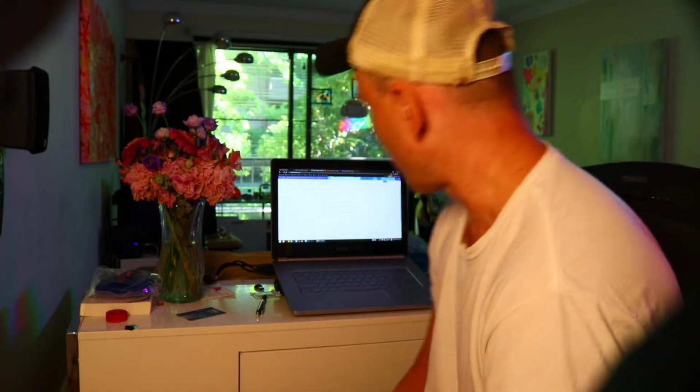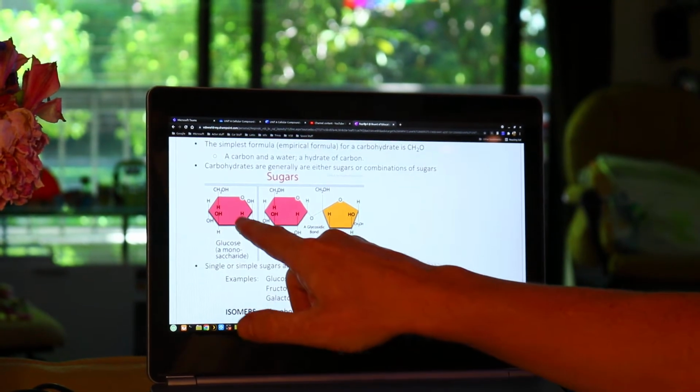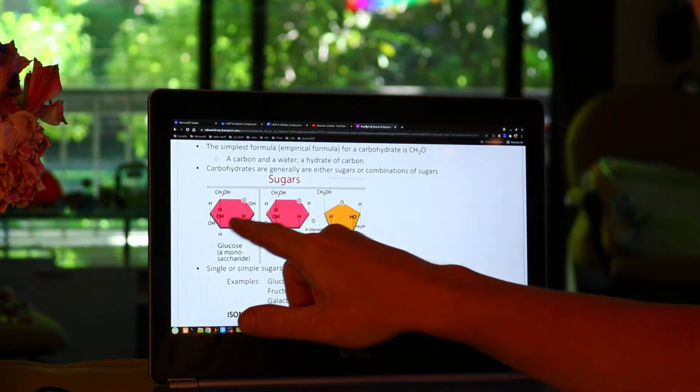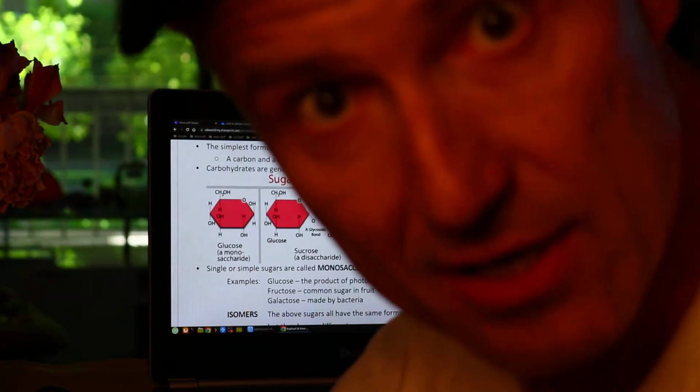So a 6-carbon monomer, its formula is going to be C6H12O6, and that follows as a multiple of the empirical formula. Here's glucose. Let's look at a glucose here. Can we zoom in? Can you guys see? There we go. There's a 6-carbon glucose. And then what you do is you just stitch those together using dehydration synthesis.